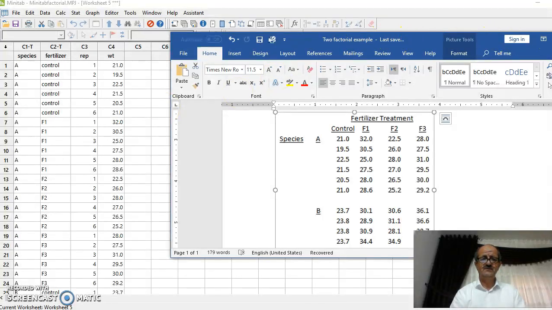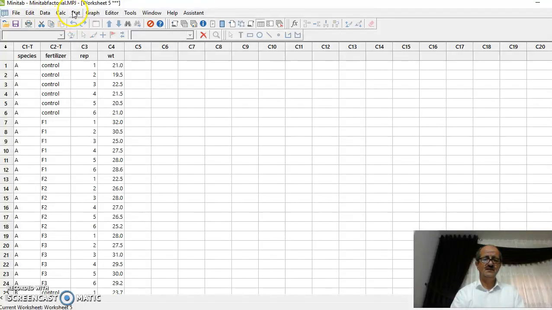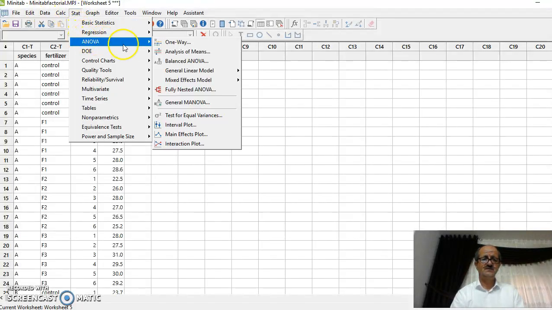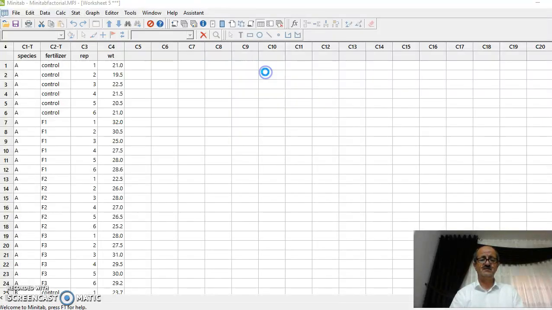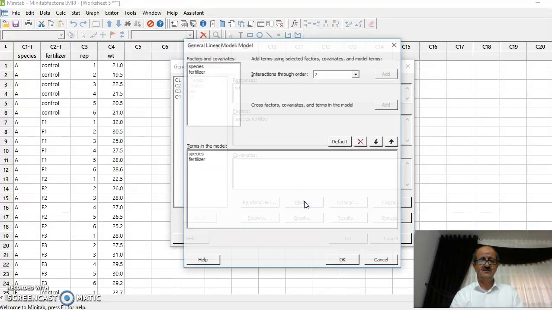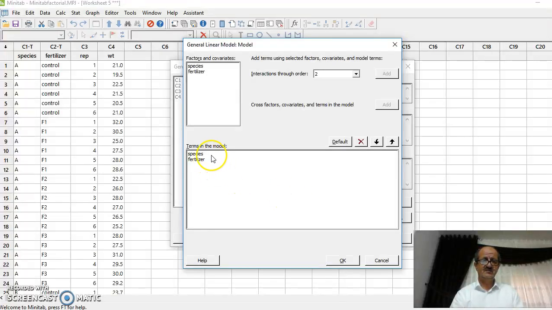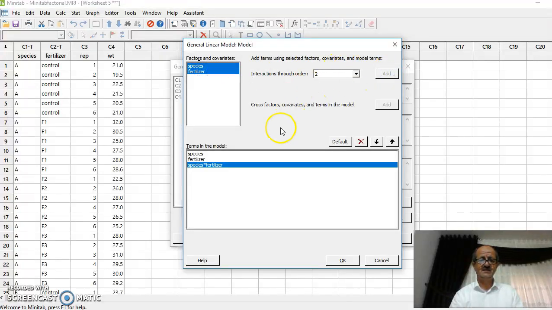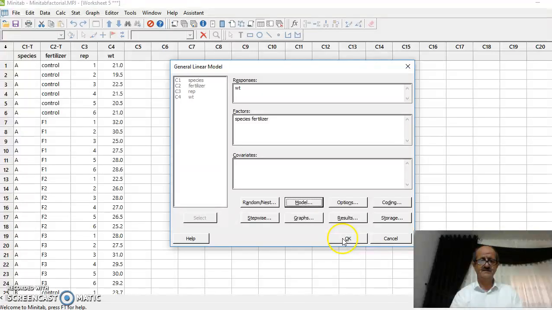Now we'll go for the analysis. Stat, ANOVA, General Linear Model, Fit General Linear Model. Our response variable was the weight. The factors were species and fertilizer. We will check the model. The terms in the model are the two factors, but the interaction was not there. So we have to enter the interaction by marking the two factors and adding the interaction. So now we have it in the model.